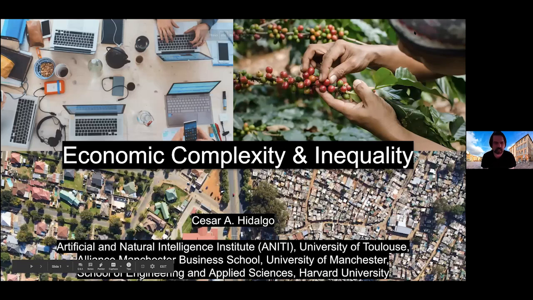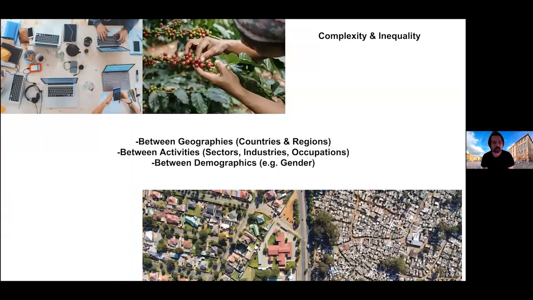And following what you asked me, Marianne, I did a bit of a compilation of a lot of work that has happened recently in this literature, and that's what I'm going to present today. So economic complexity speaks about differences in the sophistication of economic activities. It is about the division of labor and about the factors that allow economies to engage in multiple activities. Inequality is about the distribution of inputs and outputs among groups, defined by geography, defined by activities, defined by demographics.